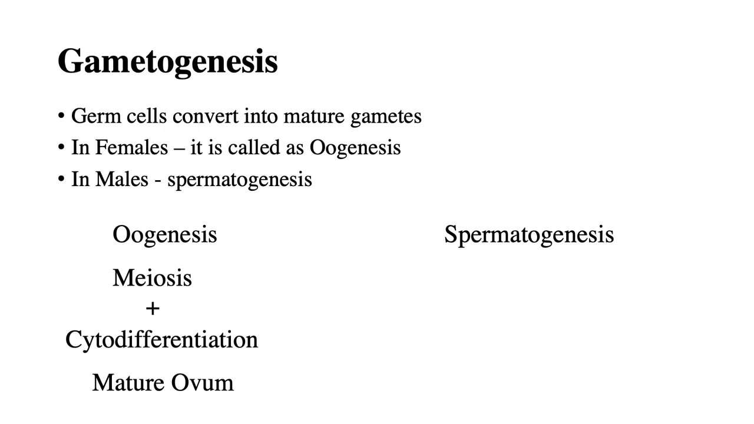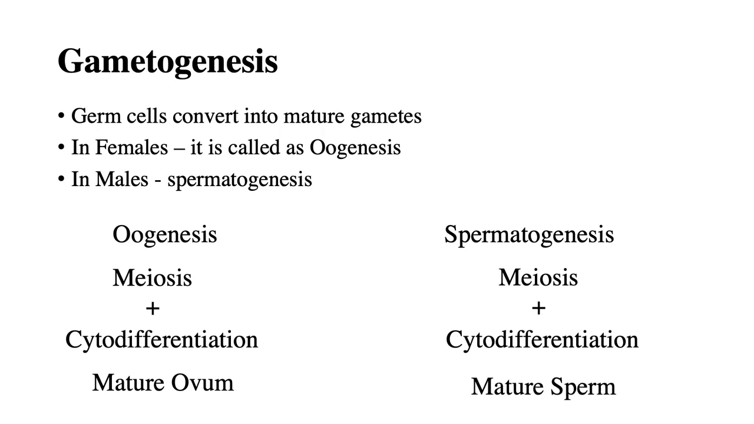So what happens in the case of males? In males, the process of gametogenesis, as we talked about earlier, is called spermatogenesis. So during spermatogenesis, again there is a process of meiosis, which again reduces the chromosome number to half in the final daughter cell, and again there is a process of cytodifferentiation, which will make the mature germ cell, in the final development of mature sperm.